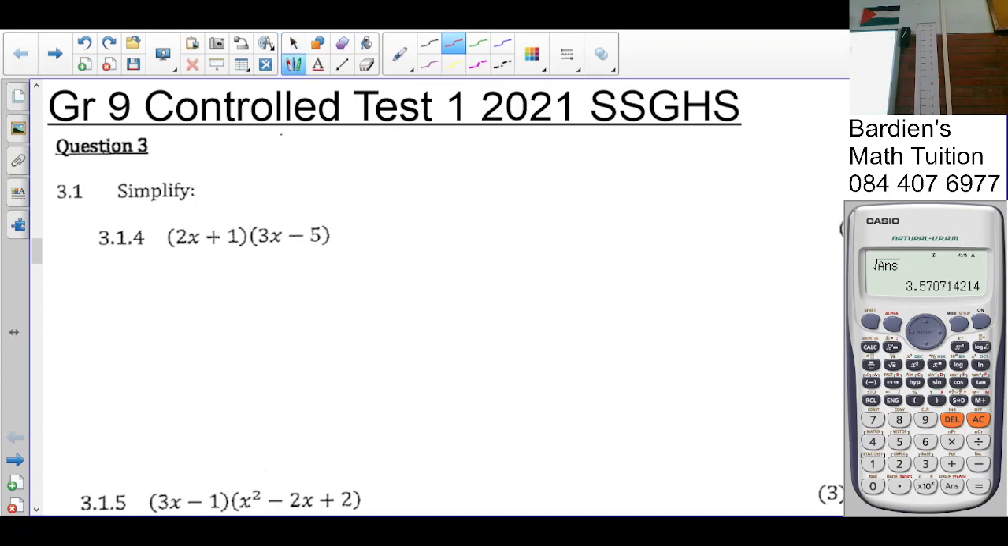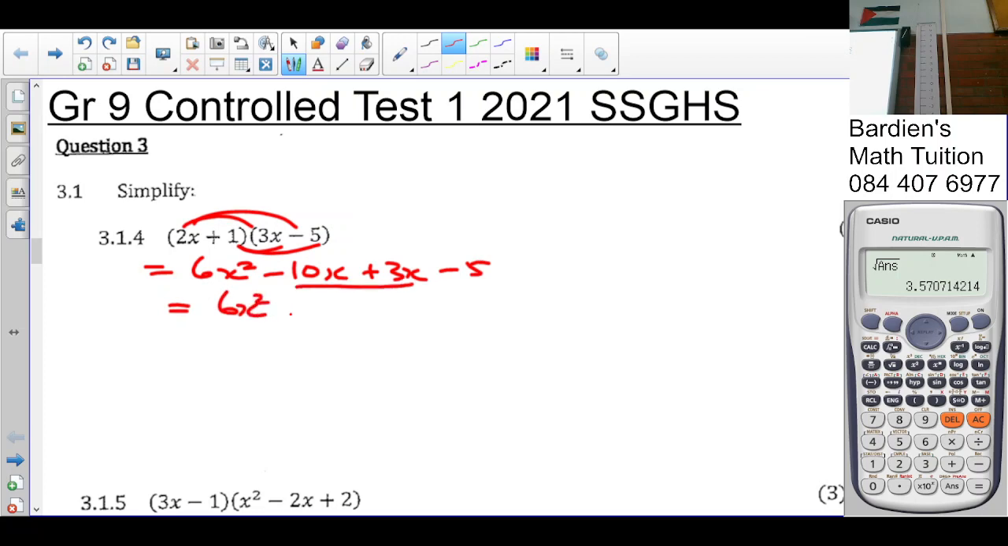Get rid of the brackets. So 2x times 3x is 6x squared. 2x times negative 5 is negative 10x. Plus 3x minus 5. So it's going to be 6x squared. That's going to give you negative 7x minus 5. The next one.